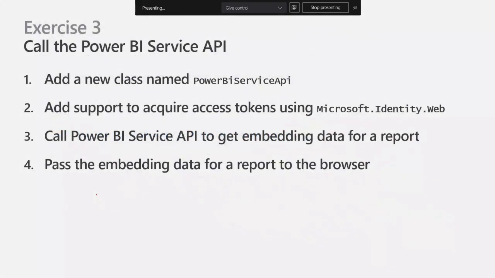Okay, now in this exercise, what we're going to do is create a new class named the Power BI Service API, and that's where we're going to write our code. We're going to leverage Microsoft.Identity.Web and the token acquisition service. We're going to call into Power BI and get the embedding data we need, and we're going to pass the embedding data to the report.